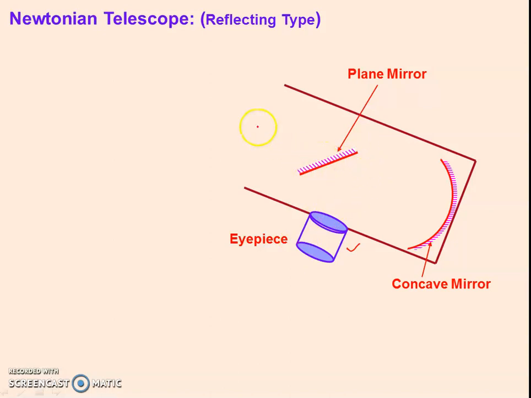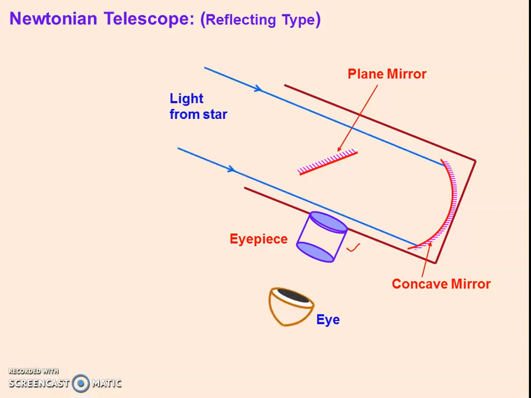Actually, this plane mirror is at 45 degrees with the principal axis of this concave mirror. The plane mirror strip is inclined at 45 degrees with the principal axis of the concave mirror, right? Now rays are coming from infinity. Since the object is at infinity, the rays are parallel to each other and incident on the concave mirror. Now what will happen? The concave mirror will try to focus these rays at its focal point.